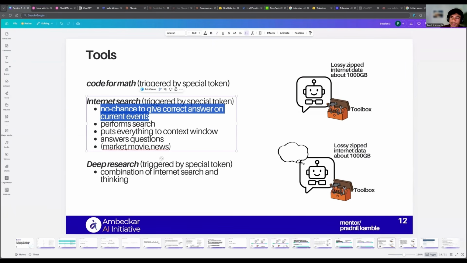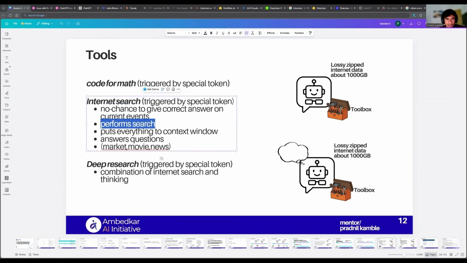We saw which group they are part of. So internet search is to give the model the knowledge of today, so that the model can also answer us about the things that are happening today. It can perform searches, and what actually happens is that it goes to the internet, searches for today's problems or today's events, and puts it all into its context window.